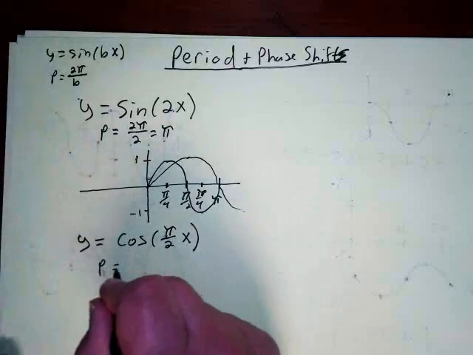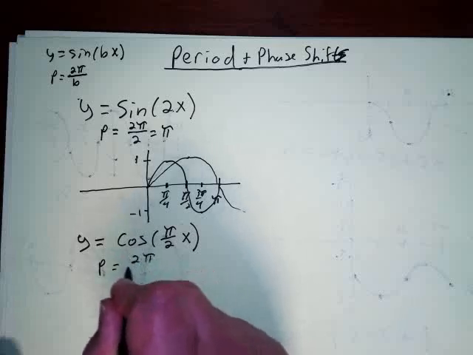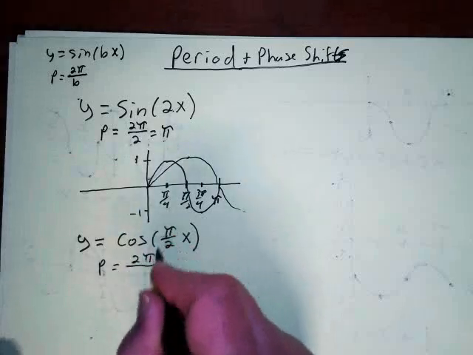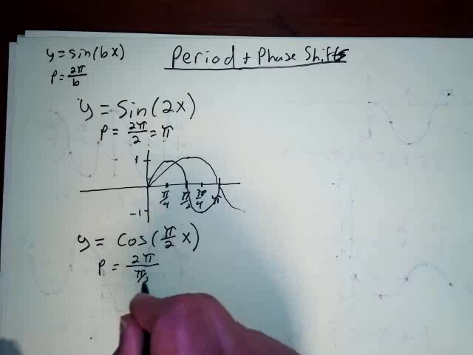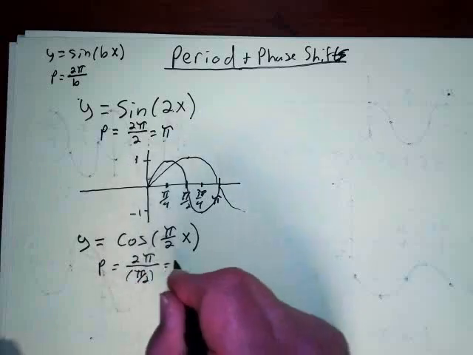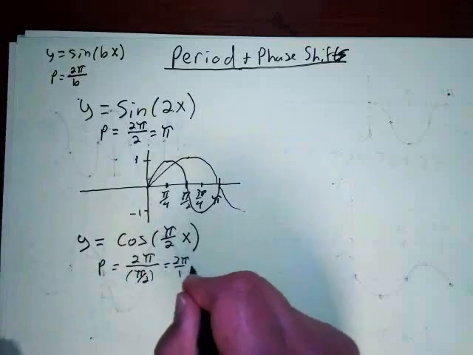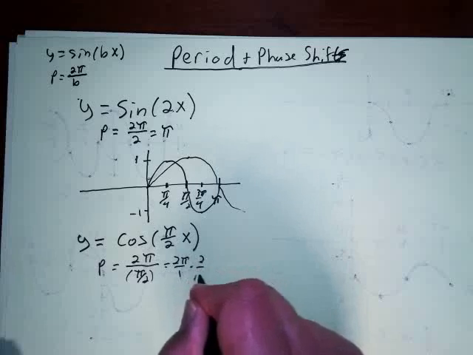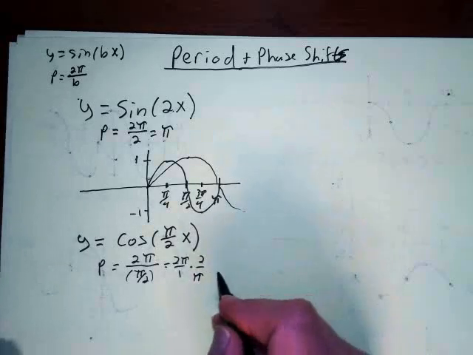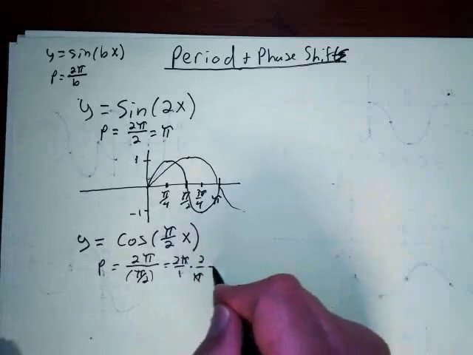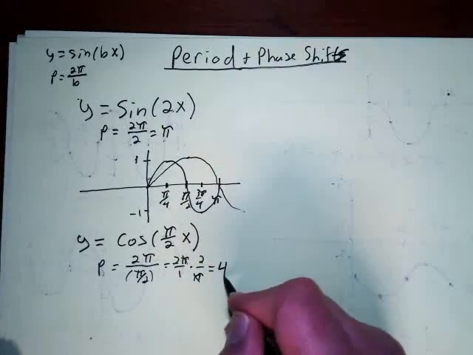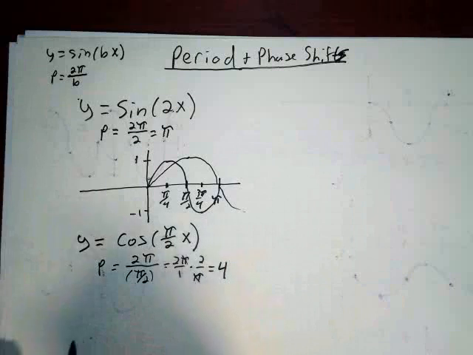So my period is going to be 2 pi, and then I'm going to divide by this b, which is pi over 2. Okay, so this would be 2 pi over 1 times 2 over pi, right? I'm inverting and multiplying. The pi's cancel out, and you get 2 times 2, which is 4. So this makes my period 4.